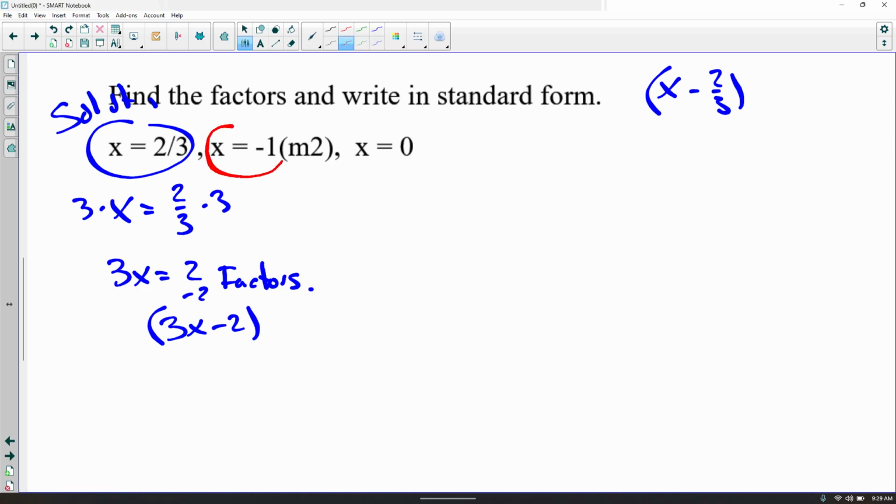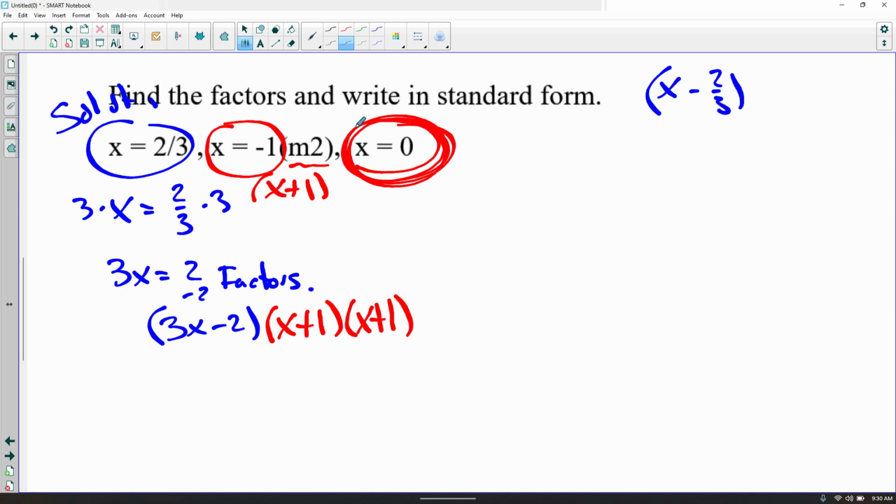What's this factor going to be? X plus 1 is correct. But what's that mean? There's 2 of them. What about that one? X equals 0. What would that end up being? Would that be like x minus 0? Do we ever write a factor like that? No, it's really just single x. So there's going to be an x on the end here. That is your factored form.